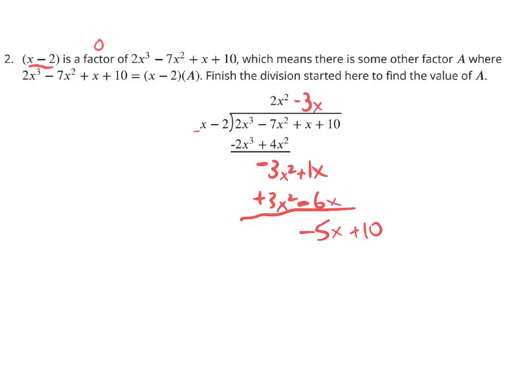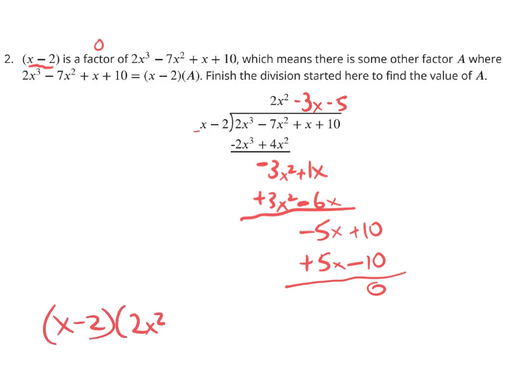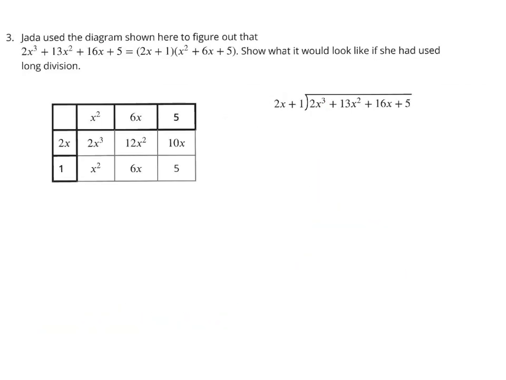What times x is negative 5x? Negative 5. Gives us negative 5x. Negative 5 times negative 2 is positive 10. Then we come back and change both signs, and we get 0. And these are our factors. So x minus 2 and 2x squared minus 3x minus 5. These are our two factors.